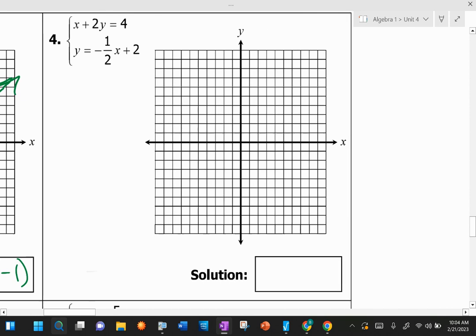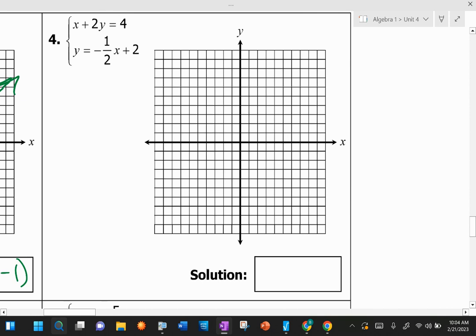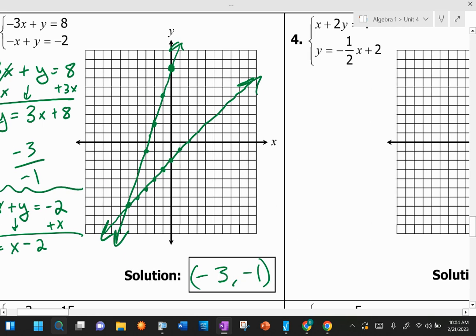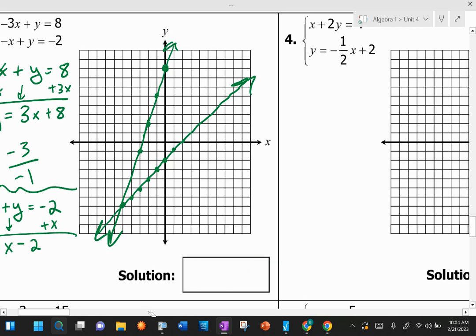Number 4. Please do this one on your own. Oh, no, sorry. I didn't finish. I got distracted talking about old stuff. Okay. 1, 2, 3, 4, 5. -7.